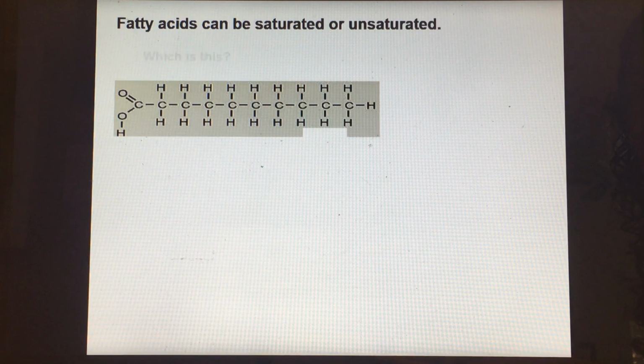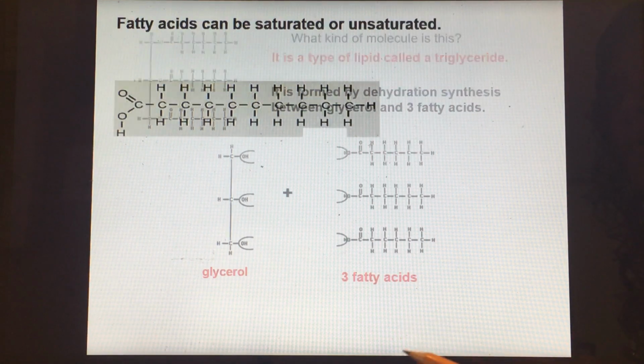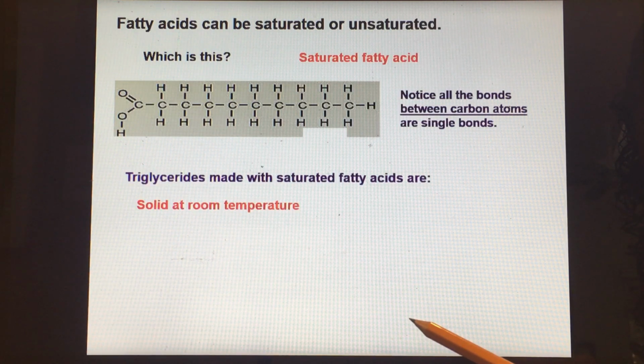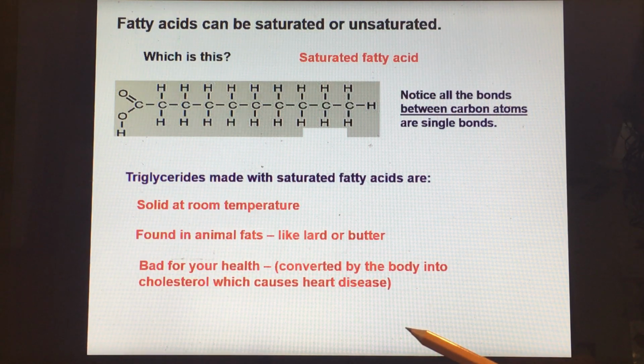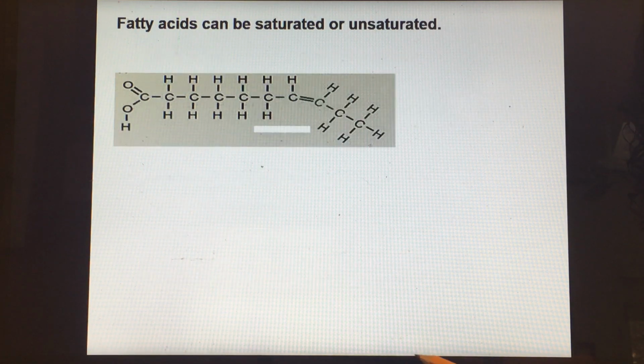On the previous page, this is a fat. Fats are made of glycerol and 3 fatty acids. So this is a component of a fat. They are found in animal fats like lard or butter, and they're pretty bad for your health. They're converted by the body into cholesterol, which we're pretty sure causes heart disease. That's actually one interesting thing. That's why if you are on Lipitor, you take it right before bed at night, because that's when your body would be converting those saturated fats into cholesterol. They used to think dietary cholesterol was really the problem, but it turns out it's really the saturated fat that your body then later converts into cholesterol.